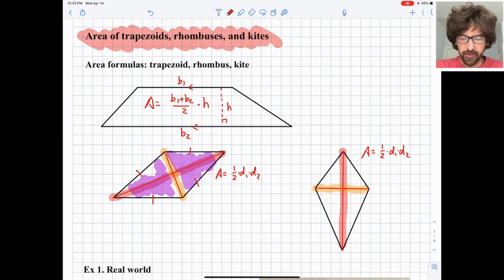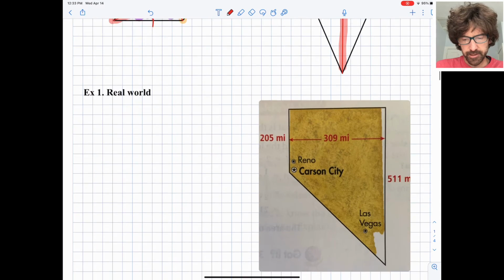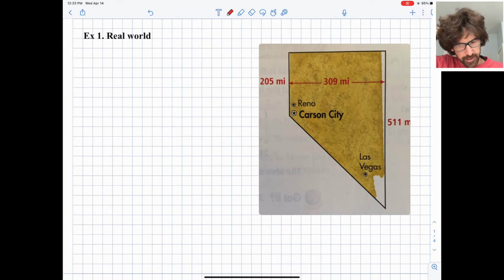And you can kind of see that the rhombus sort of looks like a kite, right? It looks like a kite that happens to have 4 congruent sides. So it makes sense that it would have a similar area formula. Let's go apply these formulas and get some areas.